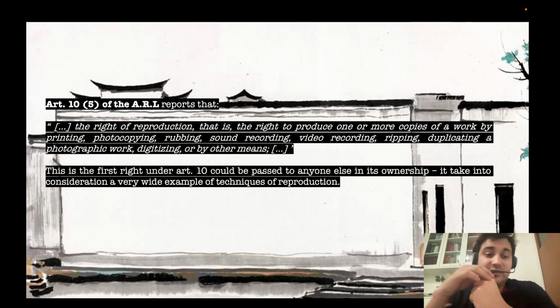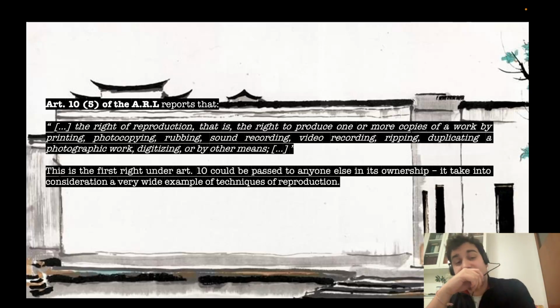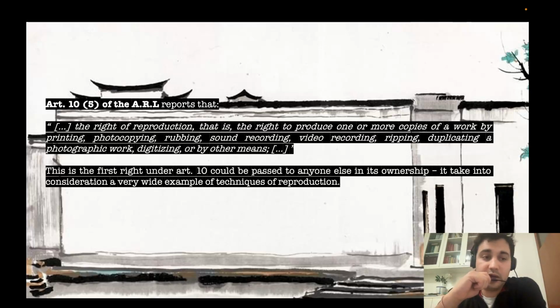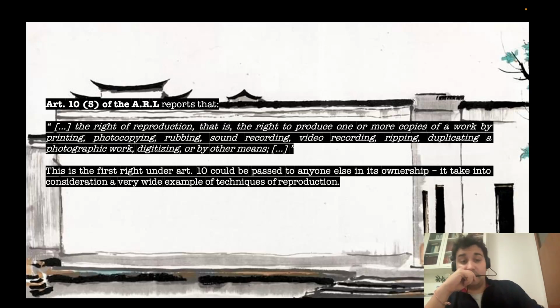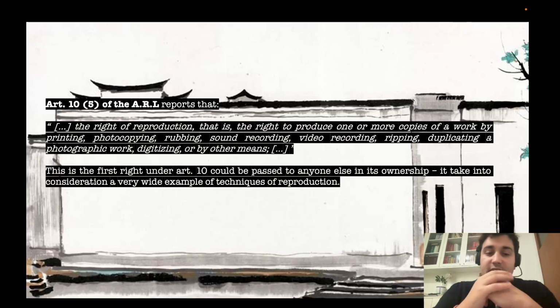Article 10, subsection 5 is the important right that we've seen before, basically the right of reproduction, which in China is defined as the right to reproduce one or more copies of a work by printing, photocopying, rubbing, sound recording, video recording, ripping, duplicating a photographic work, digitizing, or by other means. This means any type of reproduction, and the right could be transferred. This is the first right that could be transferred in its ownership.